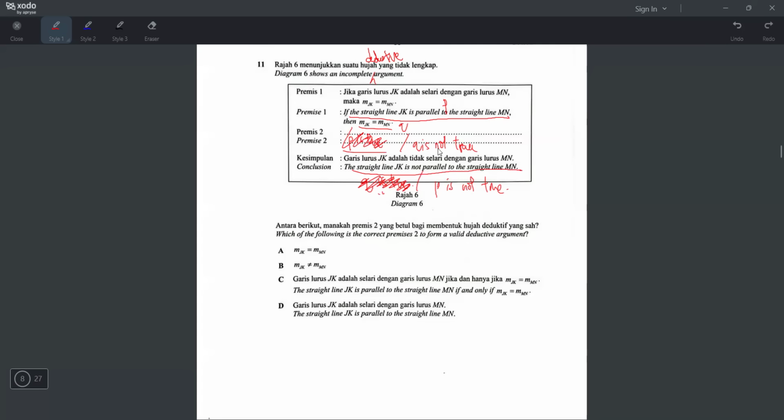So that means what I have to write at premise 2, we have to write Q, but we have to do Q is not true. That means we have to do negation Q here. So the Q is gradient JK sama dengan gradient MN. So when you do negation, dia akan jadi gradient JK not equals to gradient MN. Like this. B boy is the answer. Okay. Yeah. So that's all.